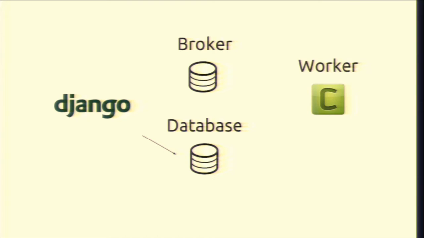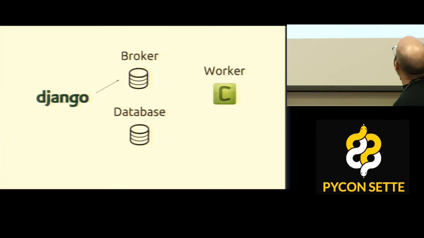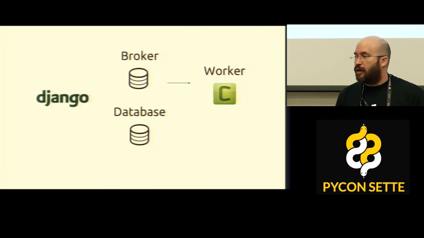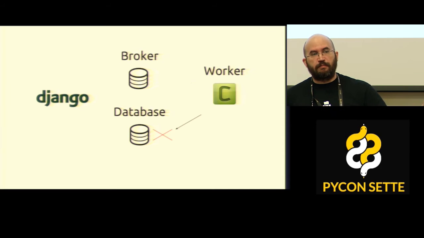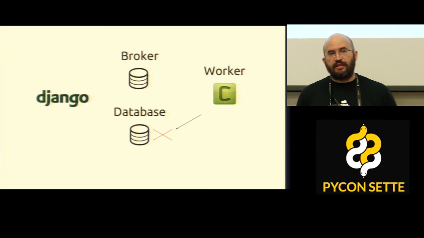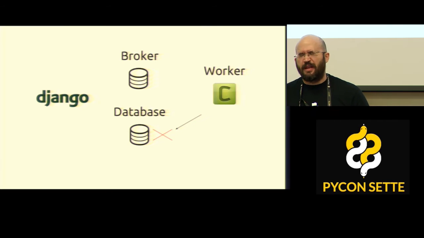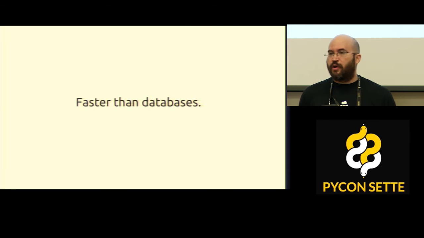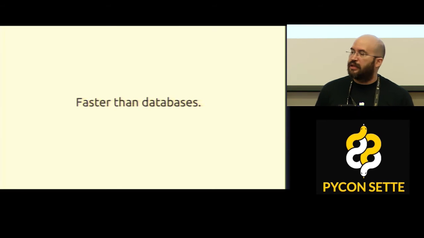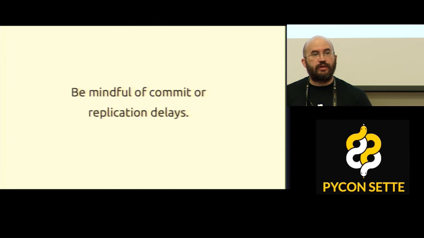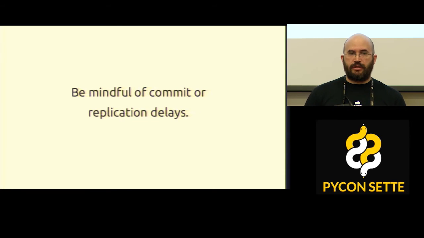I upload the document. Django creates a record in the database. After creating the record in the database, it sends the message to the broker that the document needs to be handled. The message is then routed to a worker. And when the worker went to the database, it went so fast that the database still hadn't had enough time to commit the record. So brokers are even faster than the database. Lesson: be mindful of commit delays or replication delays.